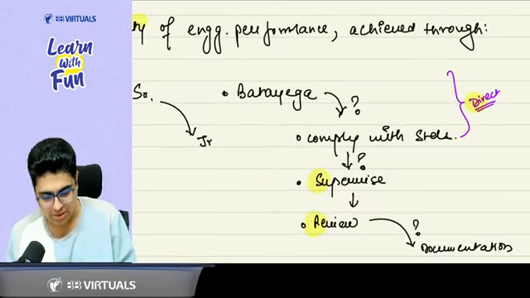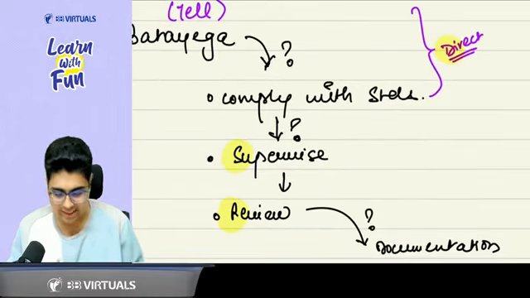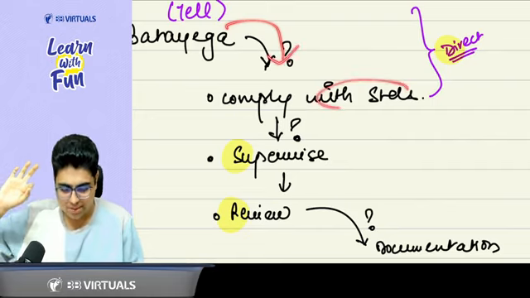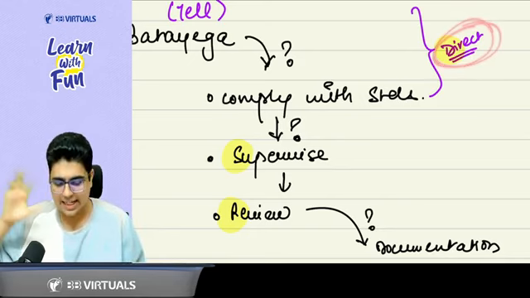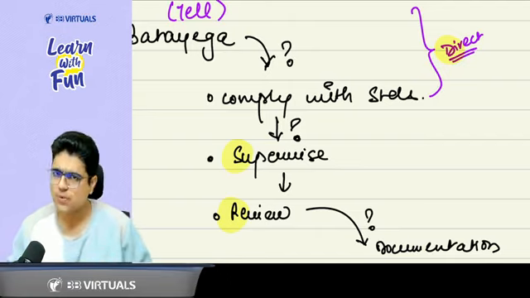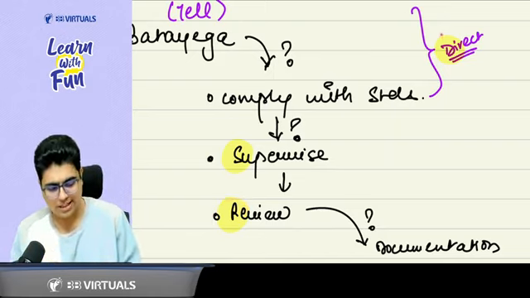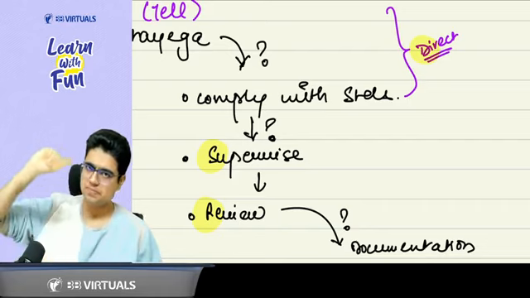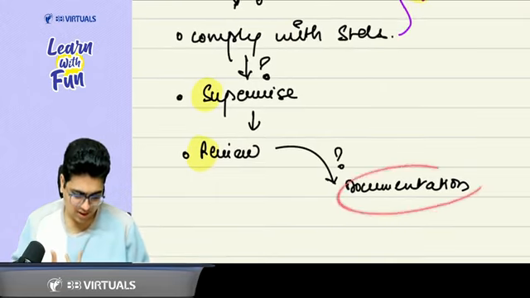So what will he do? He will tell the junior to comply with the standard. Everyone focus here. Senior will tell the junior to comply with the standard. Once he has directed the junior, then he will supervise whether the junior is doing the work properly or not. And after supervision, it will be review. So this is what we call generally in audit DSR. DSR means direct supervisor review. What will he review? So he will review the documentation.